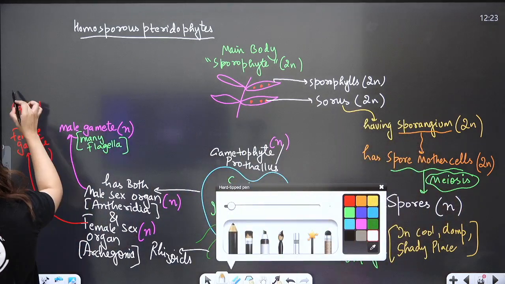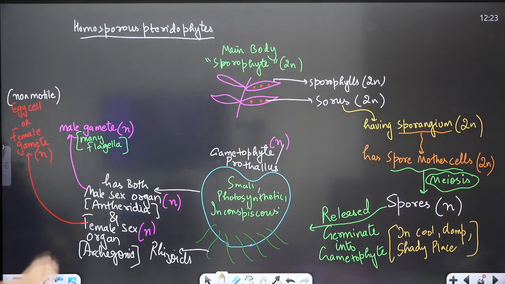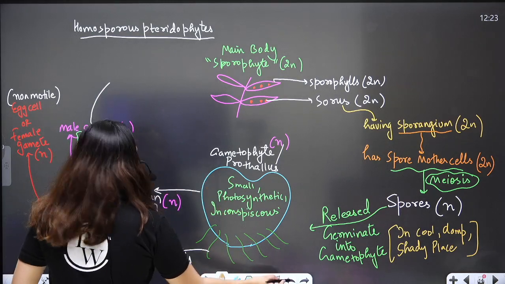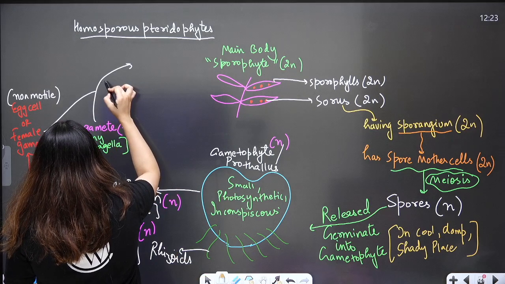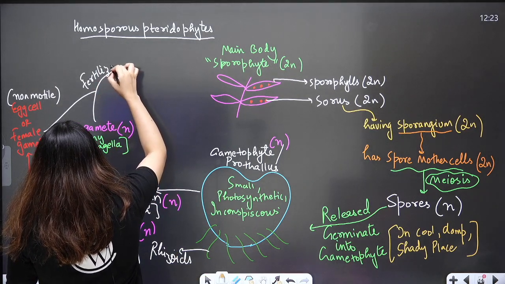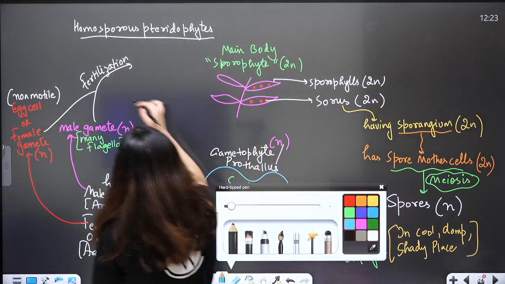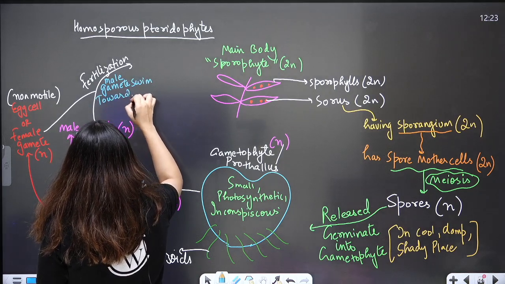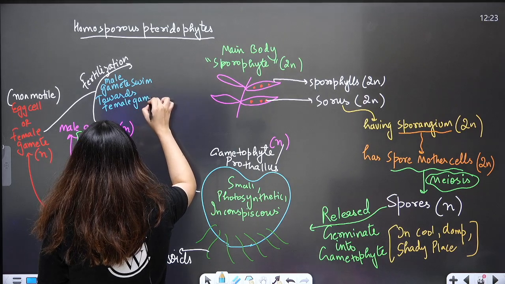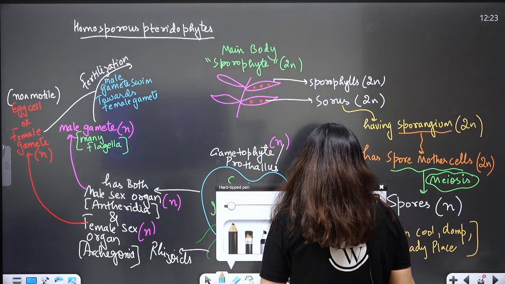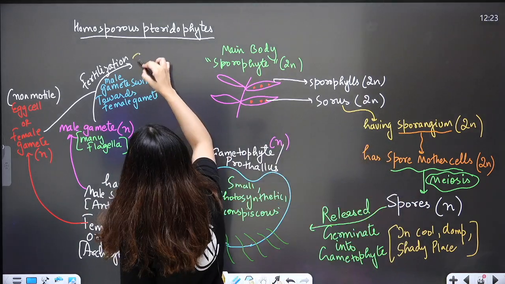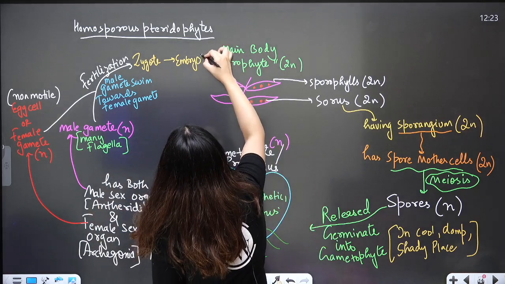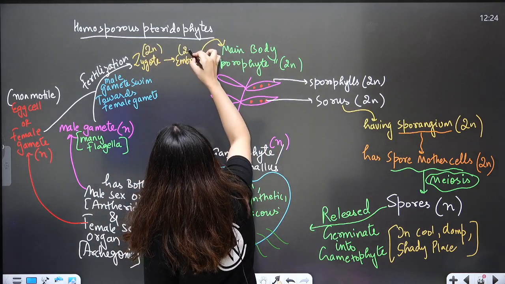Now what will happen, beta? An egg cell is non-motile, remember. The male gamete is motile but the egg cell is non-motile. Now the male gamete will swim towards the female gamete. Fertilization occurs how? The male gamete swims towards the female gamete. Fertilization occurs. Zygote is formed. From zygote, embryo is formed, and from embryo, the main body is formed. Everything is diploid after fertilization, right?